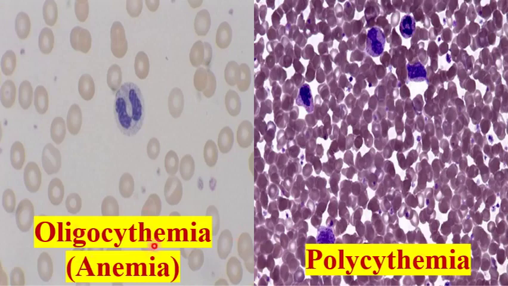Oligocythemia or anemia means decrease in number. There is an obvious decrease in the number of RBCs. In contrast, with polycythemia there is an increase in the number of RBCs. This is RBCs increased in number above normal, and this is oligocythemia or anemia, a decrease in the amount of RBCs below the normal in the plasma.